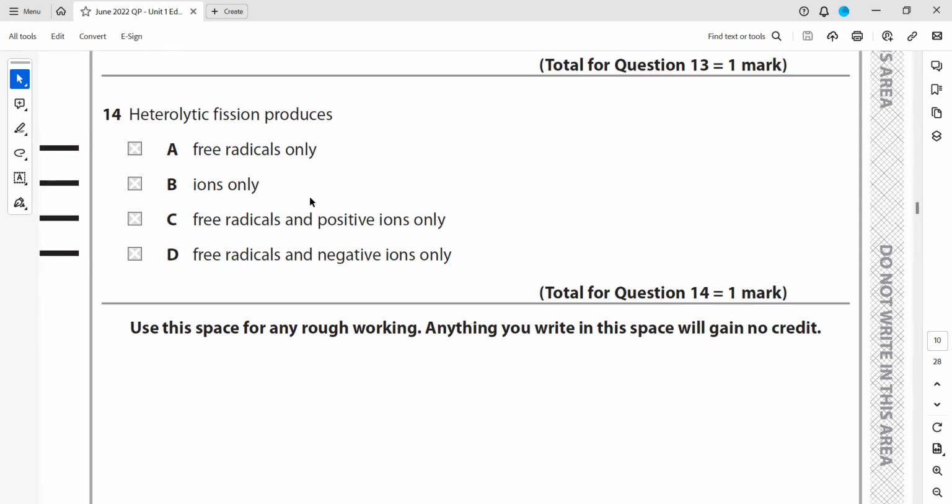Heterolytic fission: heterolytic means unequal bond breaking. For example, if H and Cl are there, when heterolytic bond breaking happens, both electrons are taken by one atom, so it will form H plus and Cl minus. So it will produce positive and negative ions, ions only. In homolytic fission, it will produce radicals.